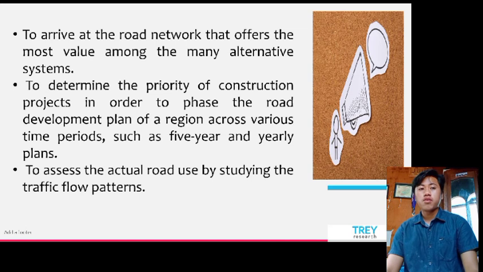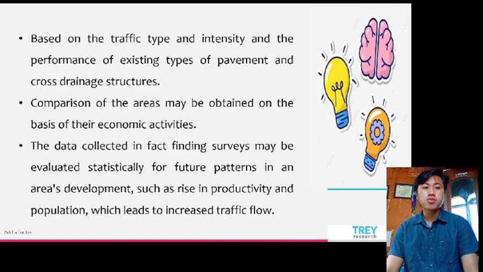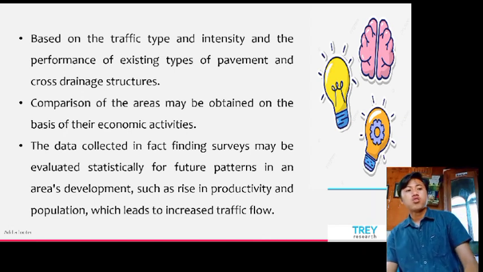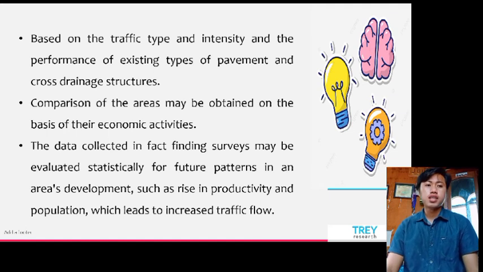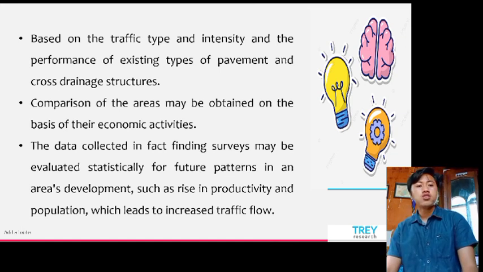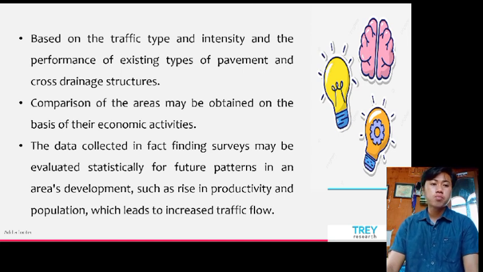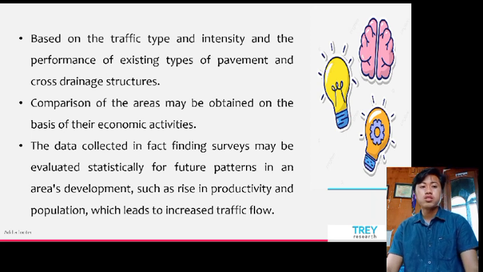Now, based on the traffic type and intensity and the performance of existing types of pavement and cross drainage structures, using the data and previous expertise, a new structure might be created. Comparison of the areas may be obtained on the basis of their economic activities. As a result, this data may point to regions where a road network is urgently needed. The data collected in fact-finding surveys may be evaluated statistically for future patterns in an area's development, such as rise in productivity and population, which leads to increased traffic flow. This data might be valuable for future planning.